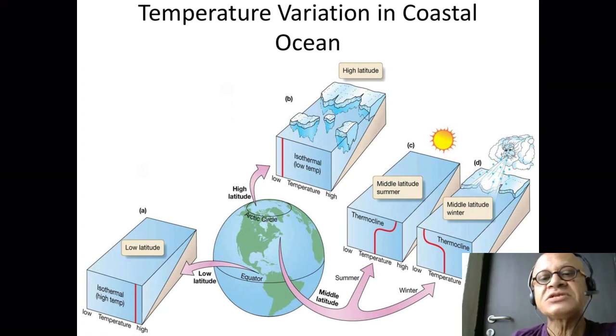At high latitudes, as we said, sea ice formation can mix up, but you have low temperatures, whereas here you have warm temperatures. And in the temperate latitudes, typically you have summertime thermocline with warm surface waters and wintertime thermocline with cold surface waters. So you can get temperature inversion. So you have low temperatures near the surface and high temperatures in the deeper ocean of the coastal oceans.